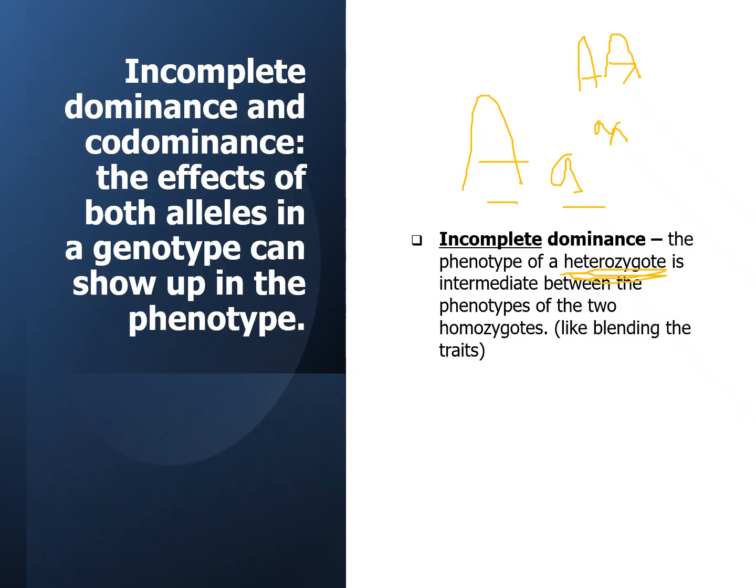Sorry, my A's are ugly. I am drawing and writing with a mouse, so don't judge me too harshly. So this individual is heterozygous. And instead of having a dominant trait that takes over, instead we see a situation that is the blending of the traits. Let me give you an example.